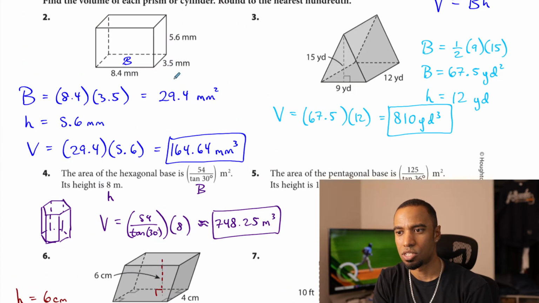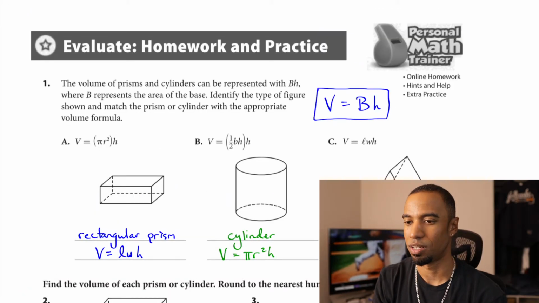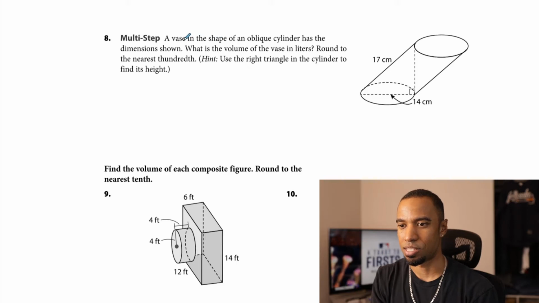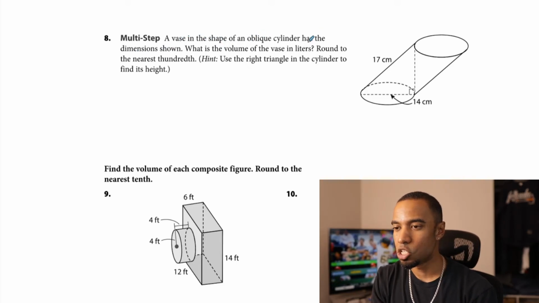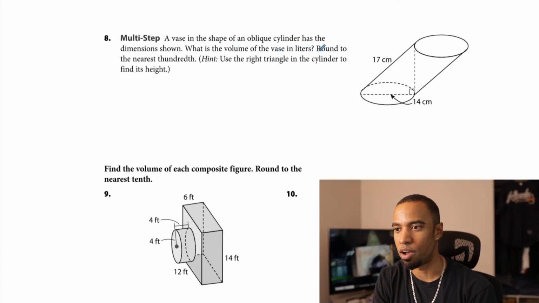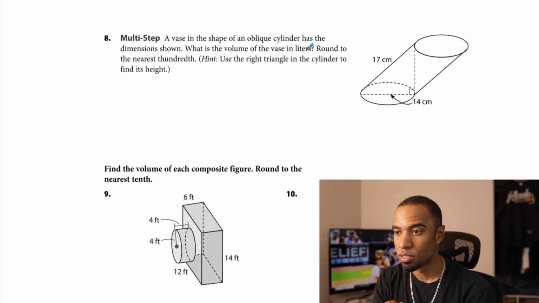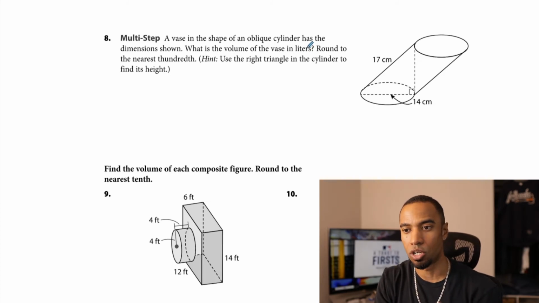But yeah, we'll go and move on from there. That was the first 7 problems. I still have 5 more to do. All right, here we go. Number 8, multistep. A vase in the shape of an oblique cylinder has the dimensions shown. What is the volume of the vase in liters? Oh, liters? Oh, wait, I think liters are cubic centimeters.